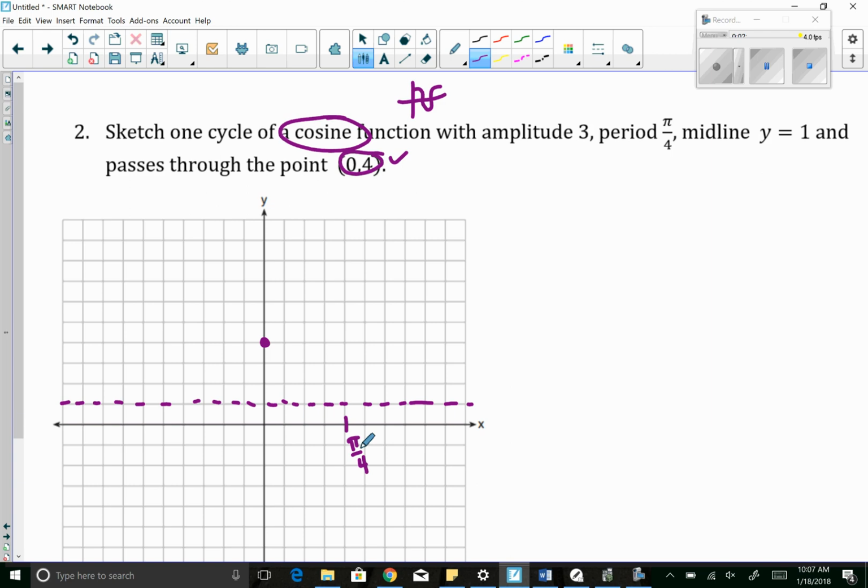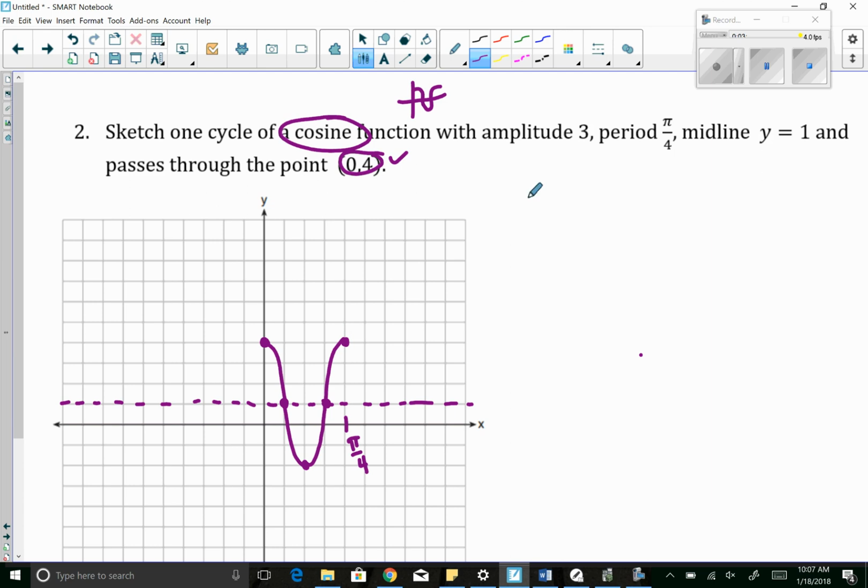How the cosine curve works is every quarter turn we change. So from the maximum to the midline. Halfway, we're going to be at the minimum. 3 quarters, I'd be back at the midline. And after a full rotation, I'd be back to where I started. Again, I just need to graph 1 cycle, so that's all I need to do.